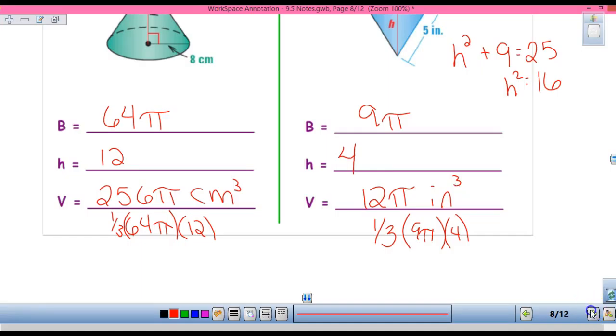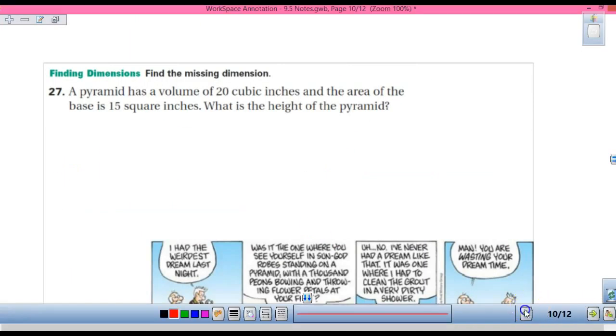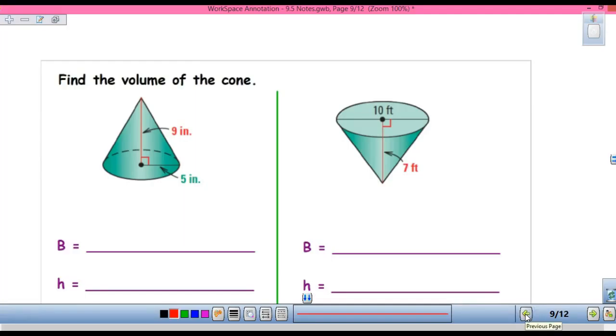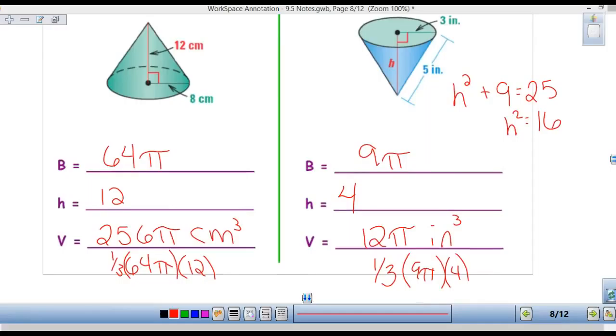Okay? Be careful. Sometimes on your worksheet today, it's going to ask for volume and for surface area. So you're going to have to pull that surface area formula out in order to be able to do that.